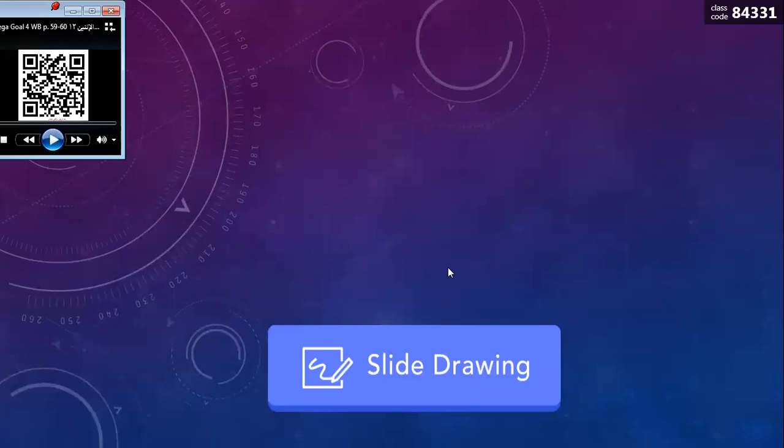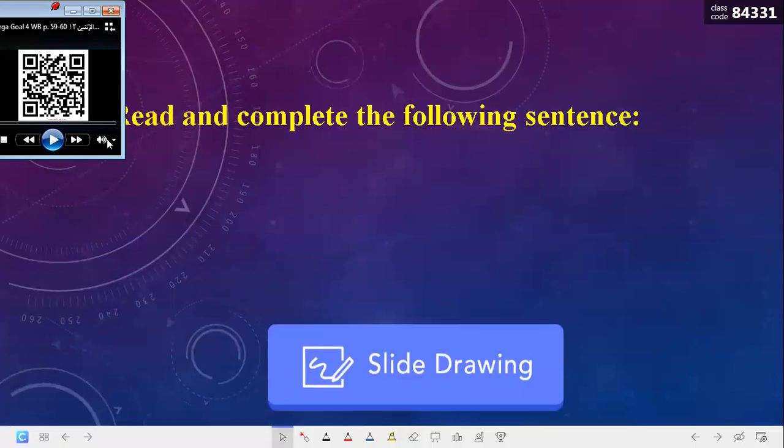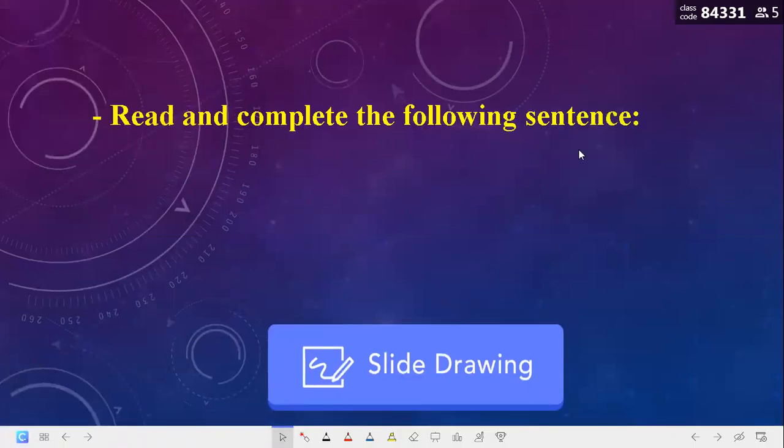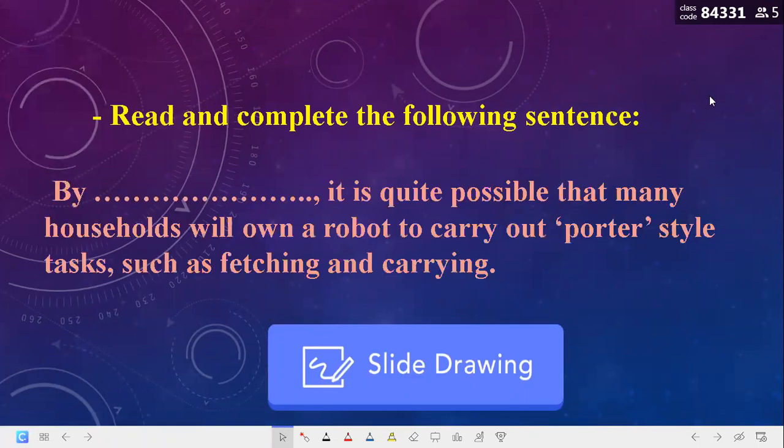As you see here, my dear students, I want you to read and complete the following sentence. This sentence is from the text we read before.